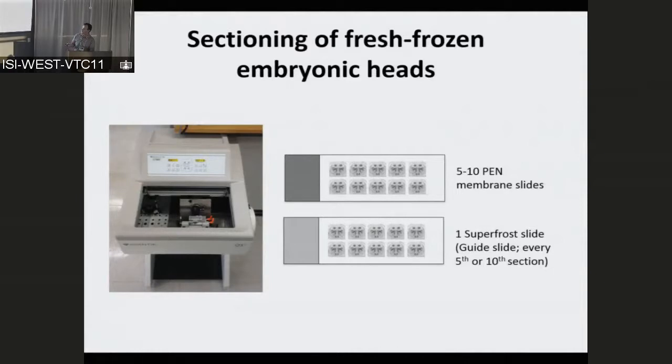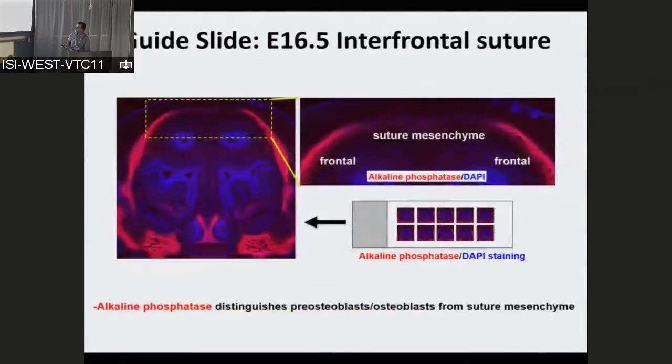And these membranes are plastic covered, so there's a special slide that's required for laser capture microdissection. So we use these guide slides. We stain these with alkaline phosphatase to identify the osteogenic fronts versus suture mesenchyme. And this just gives us a way of starting to be sure where our osteogenic fronts are. Some sutures are much easier than others to do this with anyway.